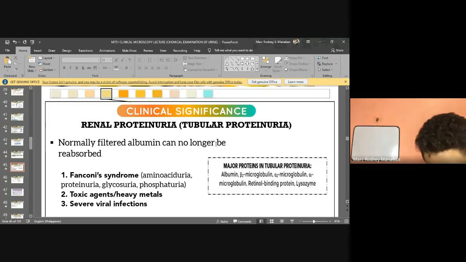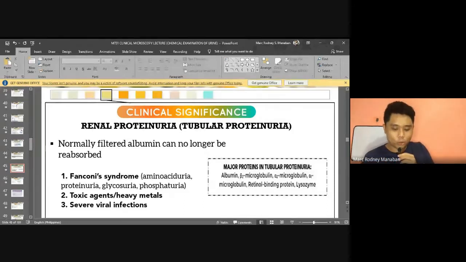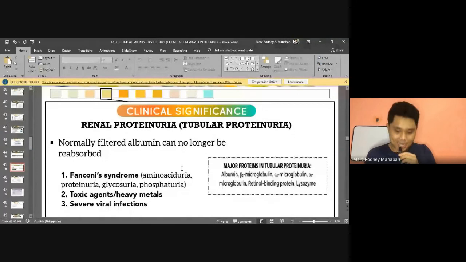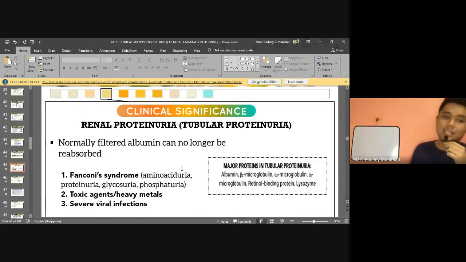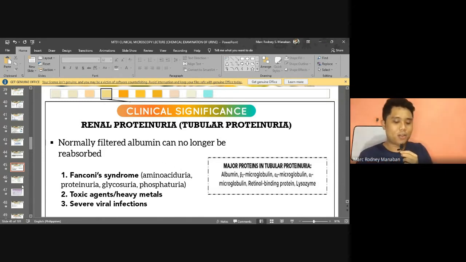This is indicative of tubular damage rather than glomerular damage, because beta-2 microglobulin is a good indicator of tubular integrity. Now, the other proteins are the normally reabsorbed proteins. In tubular proteinuria, the tubules are damaged, so these substances are not normally reabsorbed and are hence excreted in your urine.